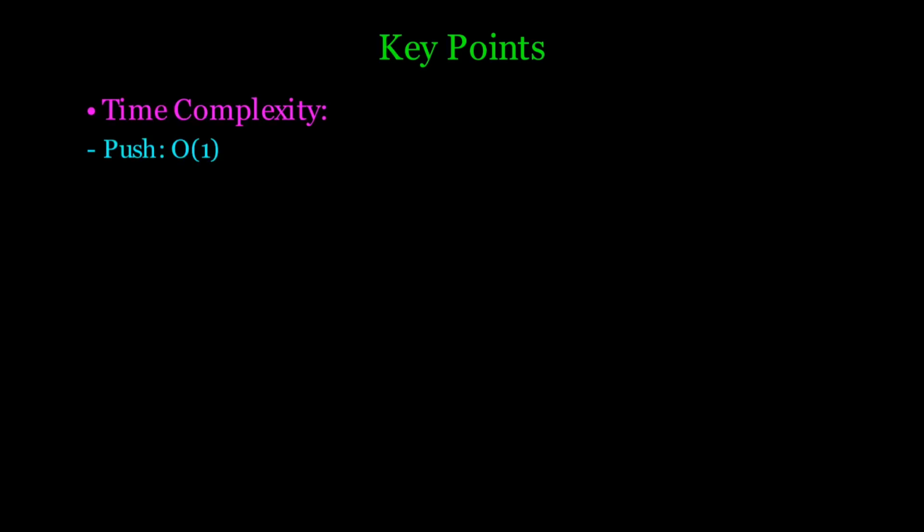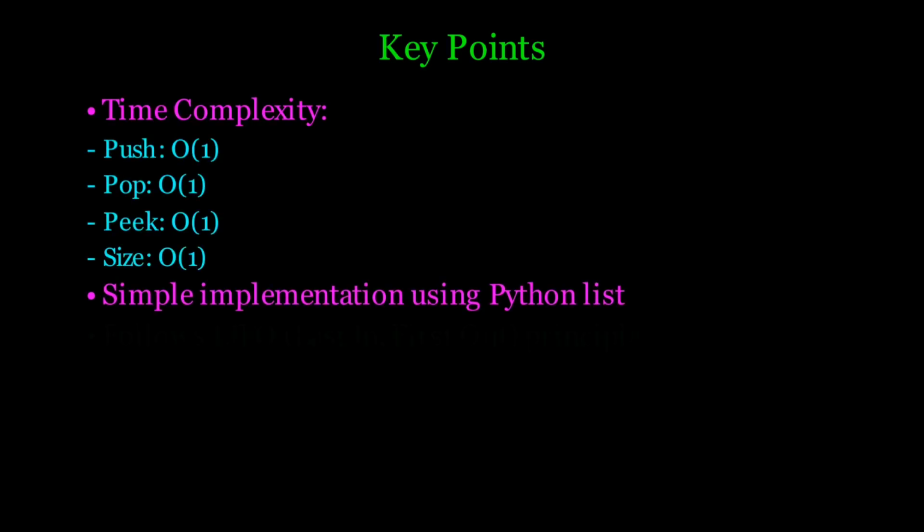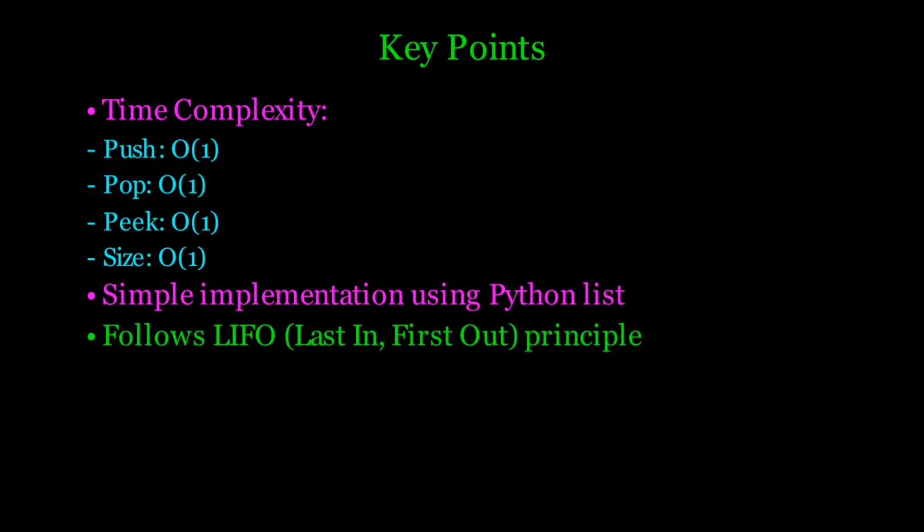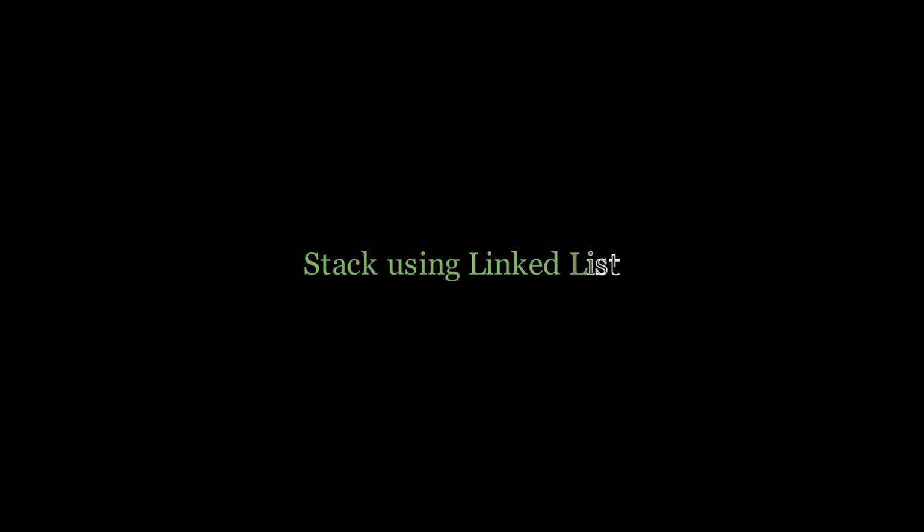Our core operations push, pop, peek and size run in order of 1 time, that is, constant time complexity, meaning that no matter how many elements are in our stack, these operations always take the same amount of time. Next, we are exploring the stack data structure using a linked list for flexibility and elegance. So let's start the visualization.